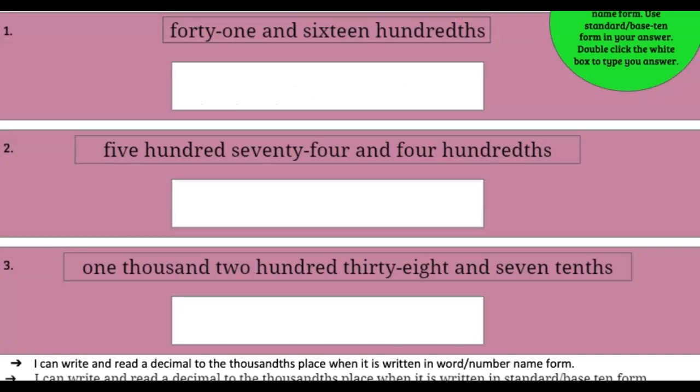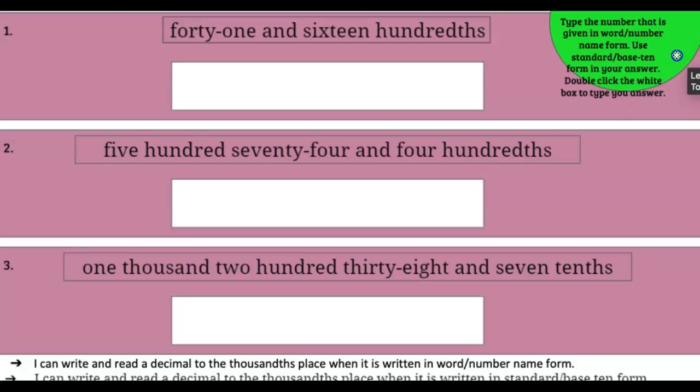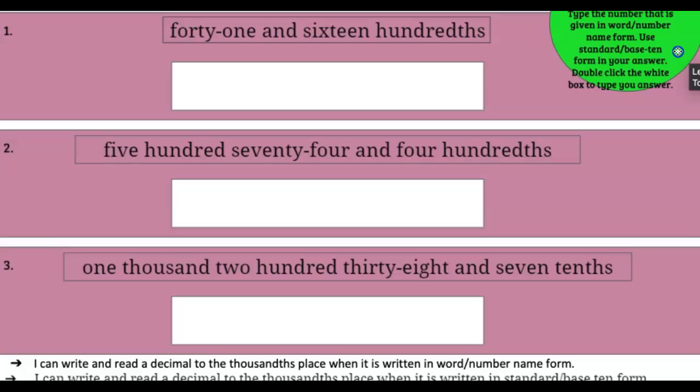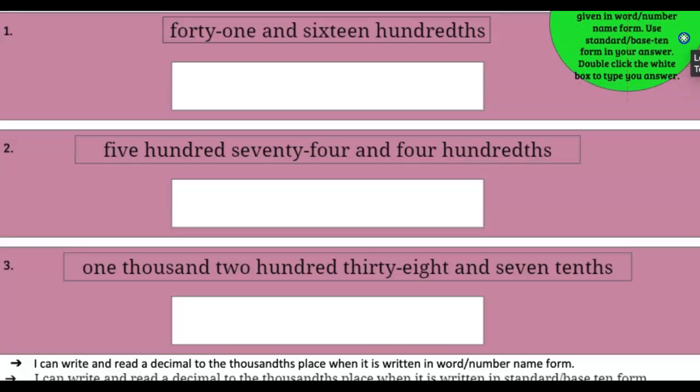So on the first slide, I can't really see the bubble, so I'm going to scoot it down. It says type the number that is given in word form. Use standard or base 10 form in your answer. Double click the white box to type your answer. So remember, if you can read the number correctly, then you should be able to write it correctly.